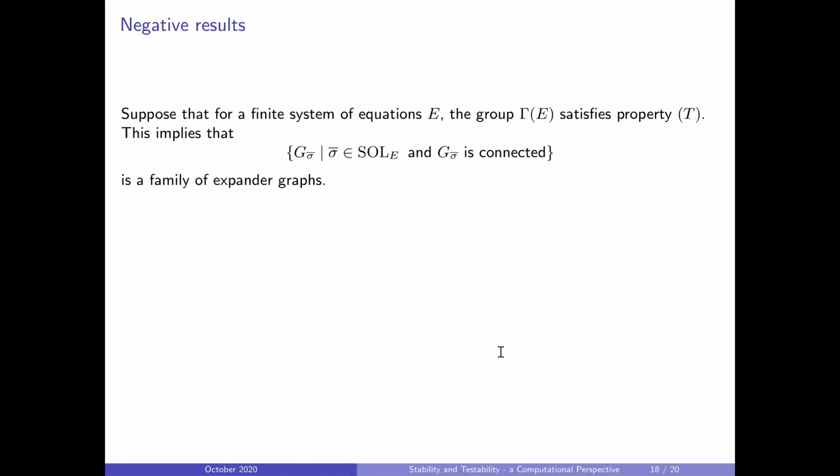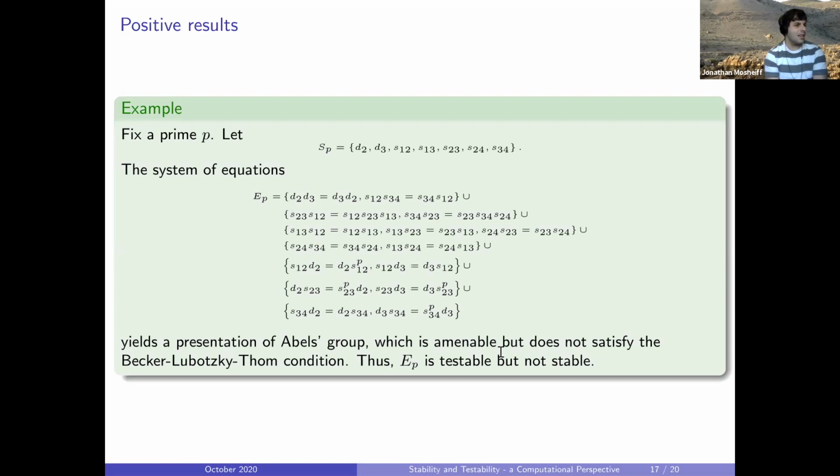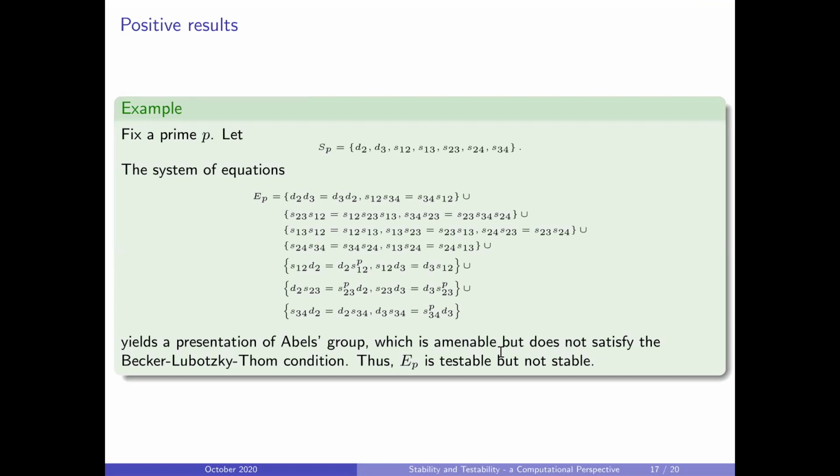I just want to barge in for a moment. Can you go back to the previous slide? With Abel's group. It's just worth noting that if all you want is a group which is testable but not stable, you can take every amenable group which is not residually finite. Abel's group is actually residually finite, but still it is an example for testable and not stable. But any amenable group which is not residually finite is testable but not stable. So you have a family of examples.